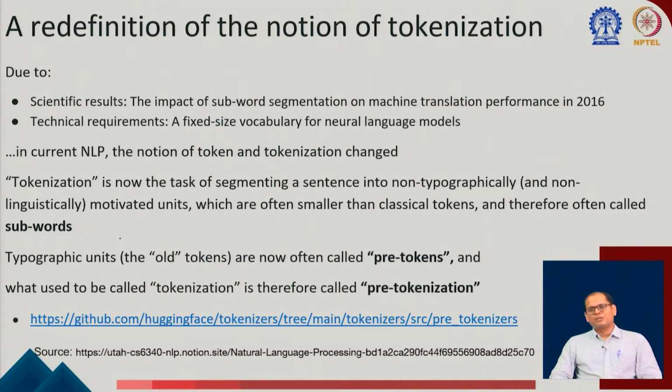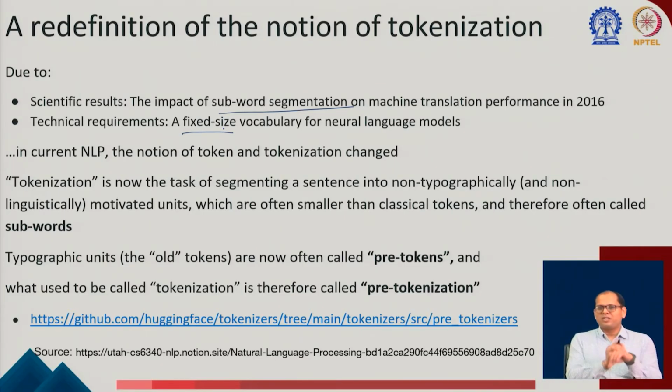With deep learning, tokenization has got a new definition, as I mentioned, and this has backing from scientific results that found that if you use subword units, rather than words, it gives you much better performance on machine translation. It also has to do with technical requirements: whenever you feed text data into a deep learning model, you need a fixed size vocabulary. So how do I achieve that? I can take care of all, or at least most, of the unknown tokens. That's where the notion of token and tokenization has changed in current NLP.